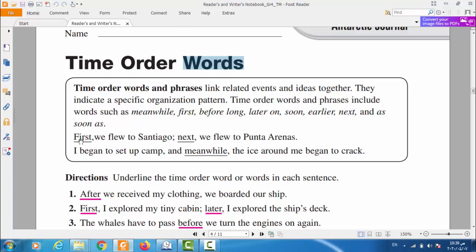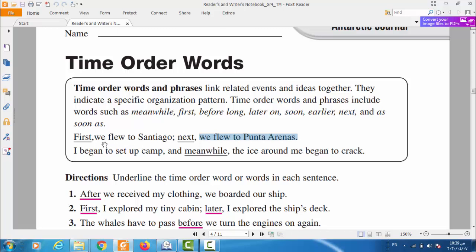For example, when I say the word first, in here: first, we flew to Santiago. Next, we flew to Punta Arenas. In the first sentence I say first, and in the second sentence I say next. You can notice that the underlined words, first and next, put the events of the story in order. How do you put the events of the story in order? They show us that this event happened first, and this one happened second.